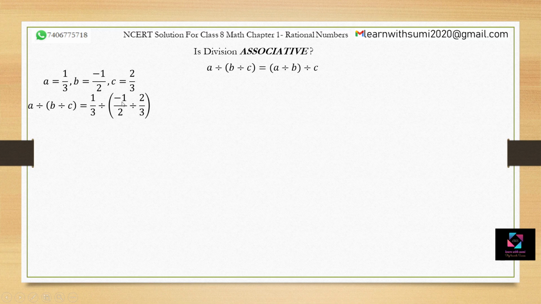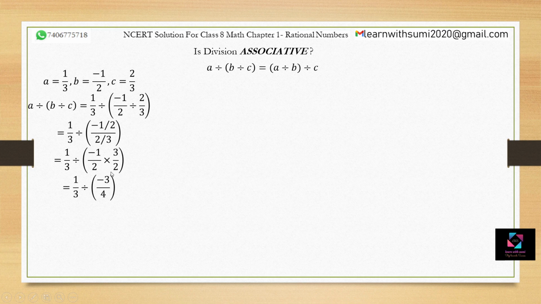When we divide minus 1 by 2 with 2 by 3, we get minus 1 by 2 divided by 2 by 3. When we take this denominator to the numerator, it becomes the reciprocal. So minus 1 by 2 into 3 by 2 gives us minus 3 by 4. When we divide 1 by 3 by minus 3 by 4, we get 1 by 3 into 4 divided by minus 3, which is 4 divided by minus 9.